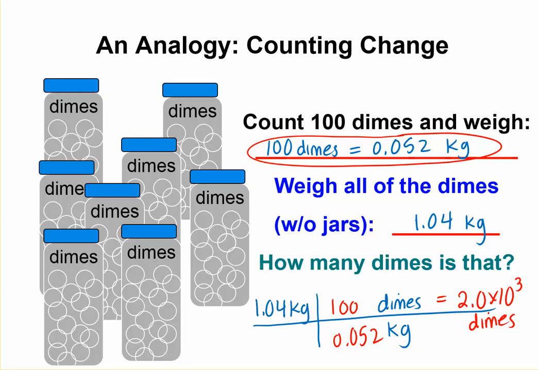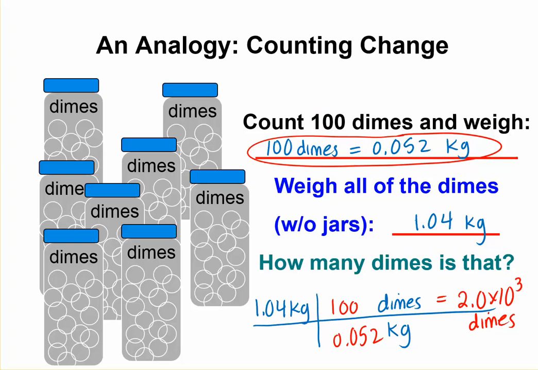Our assumption is that the dimes are well mixed, that we don't have like one jar of really old dimes that have a different mass than another jar of newer dimes. We're assuming that they're well mixed and that the 100 dimes that we counted out was a representative sample of the dimes. Okay, so that's important.